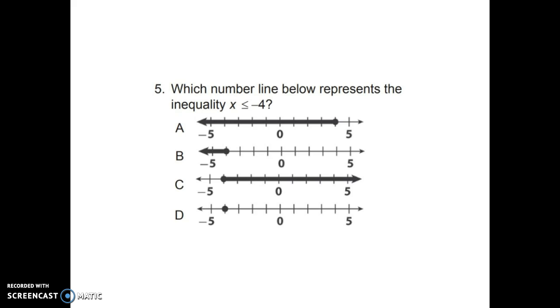Number 5. Which number line below represents the inequality x is less than or equal to -4? A. 4 is greater than or equal to x. B. -4 is greater than or equal to x. C. -4 is less than or equal to x. D. -4 is equal to x.